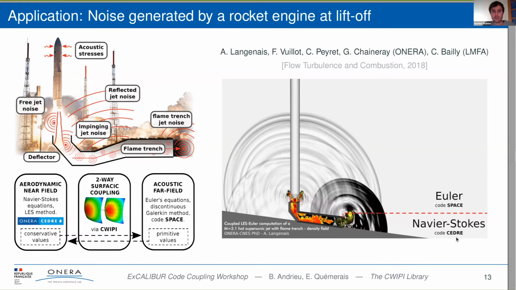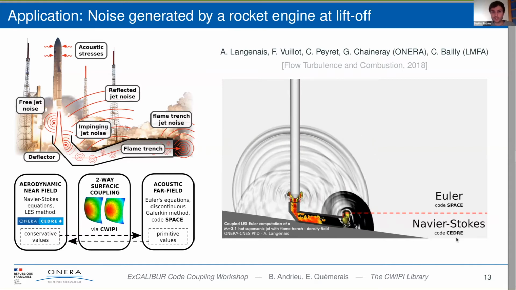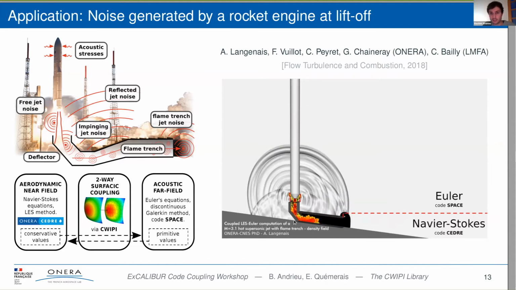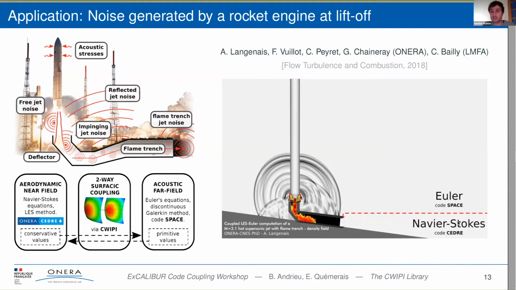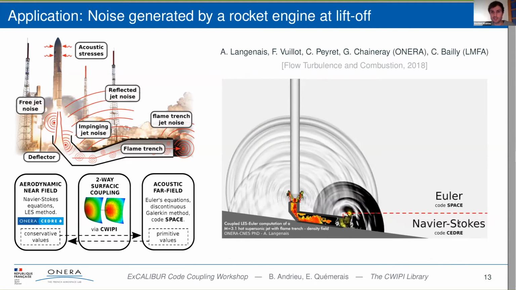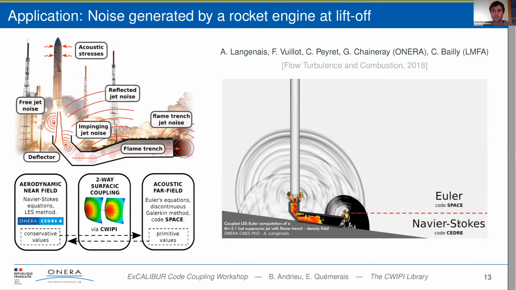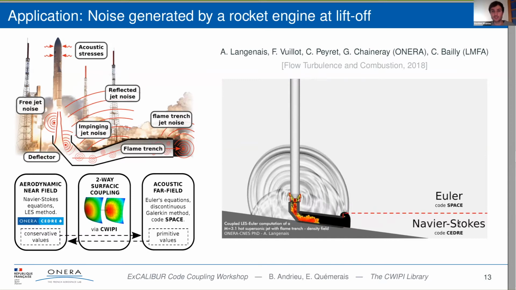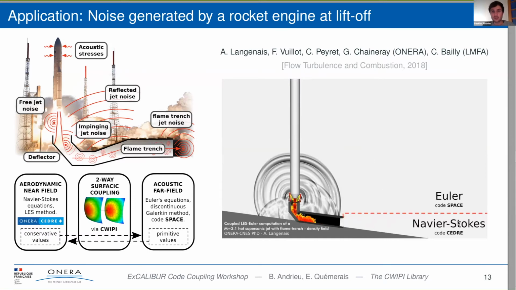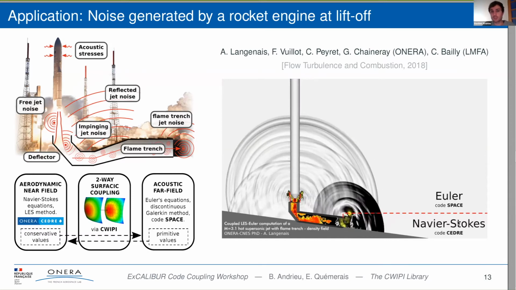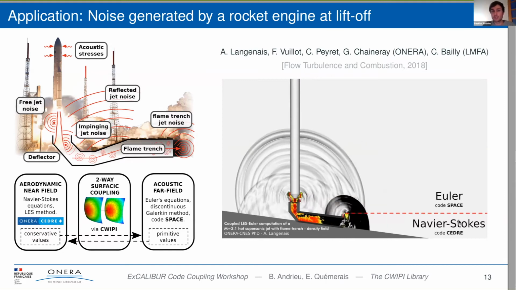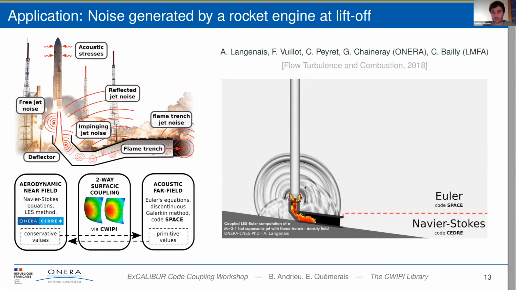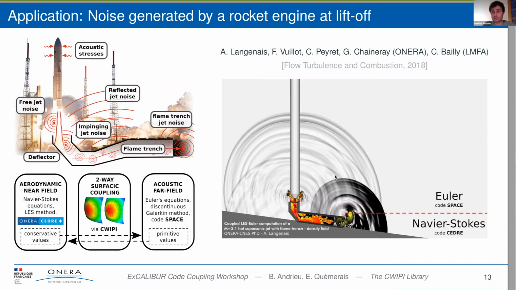Here the coupling interface is drawn in red dashed line. This is a surface coupling. I believe in this case the meshes match on both sides, so this is a matching interface. And similar calculations, not this one, have been performed using curved elements in the aeroacoustics domain.